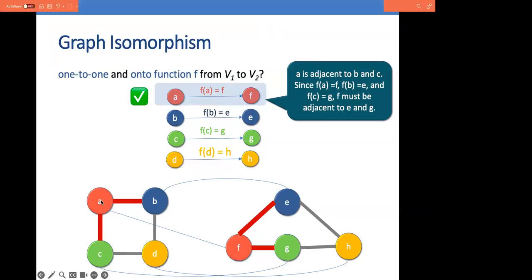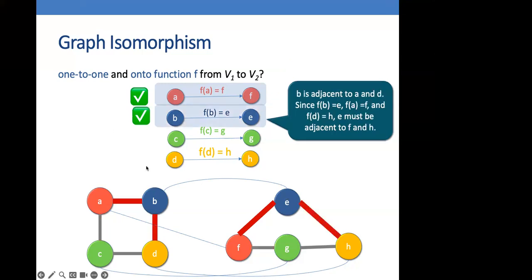And then as you can see, A is mapped to F, B is mapped to E, and then C is mapped to G. So if A is adjacent to B and then C, that means that F must be adjacent to E and then G. So as you can see, we follow this property, we fit into this property. So we move on to the next vertex.